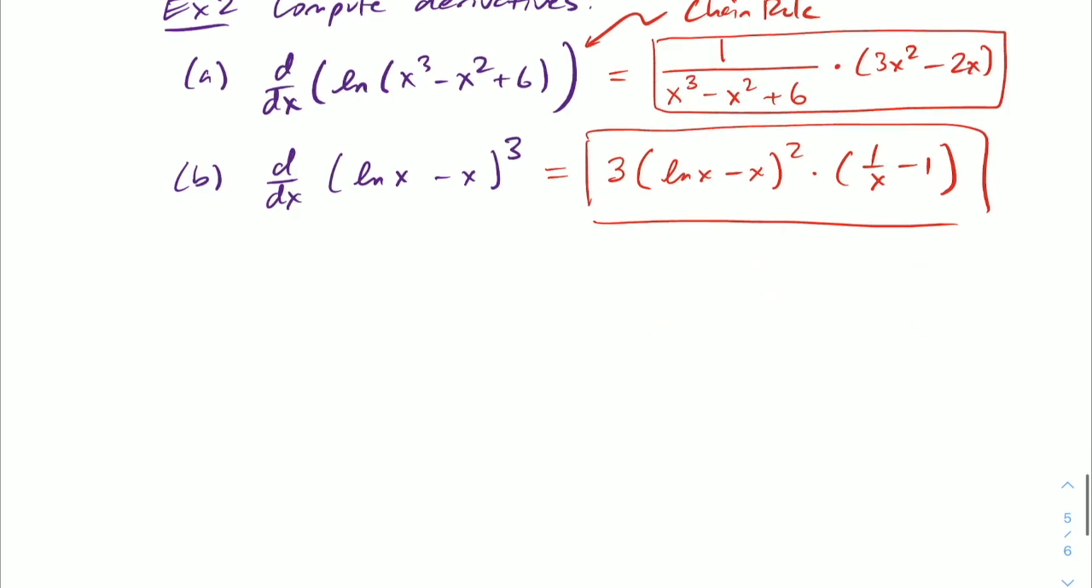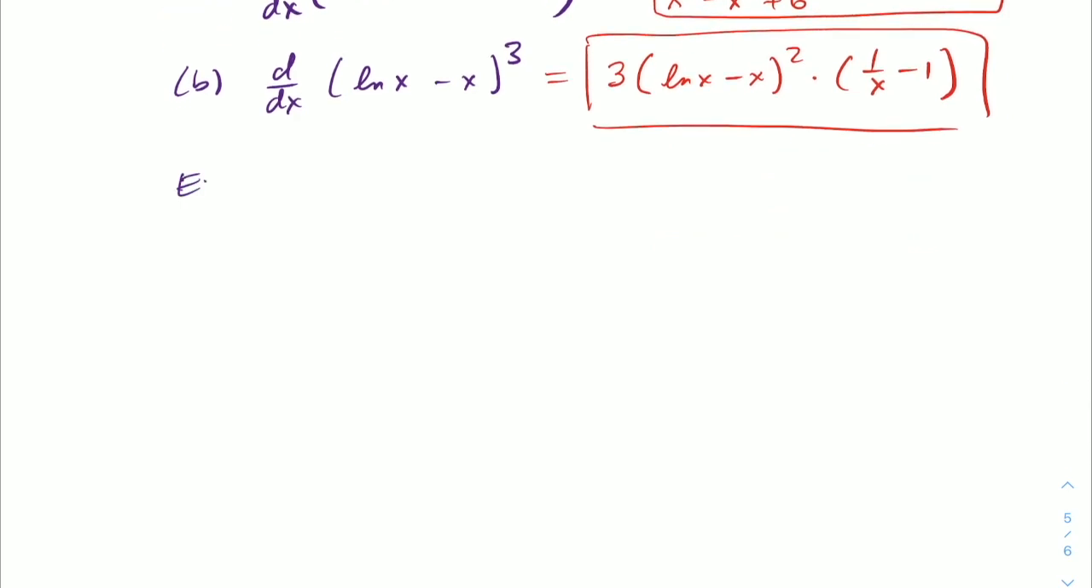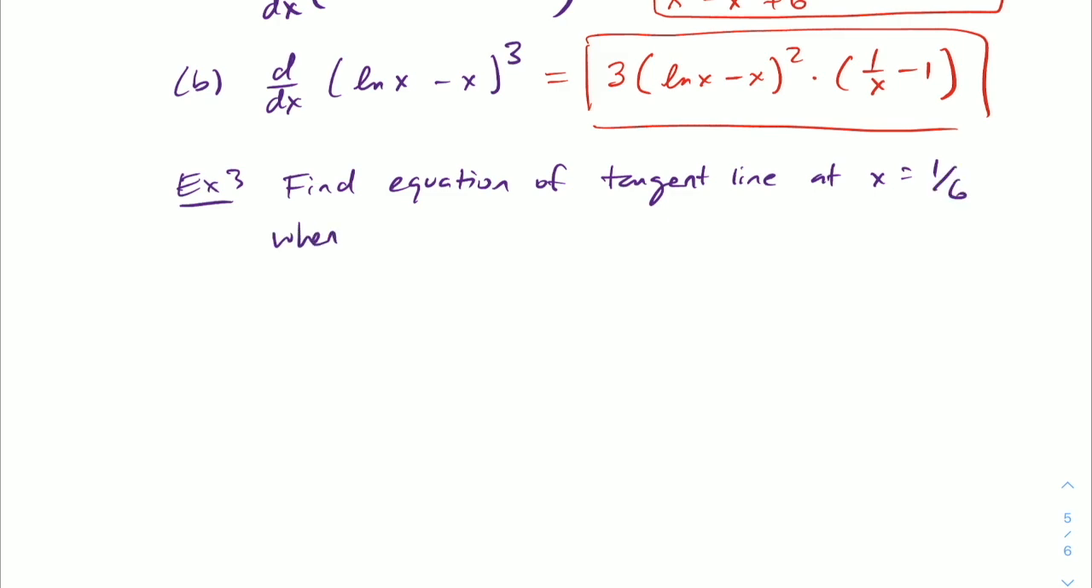All right, let's do one more example. So in this example, we're asked to find the equation of the tangent line at the point x equals 1 over 6 when the function of interest is 3 natural log of 6x plus 8.